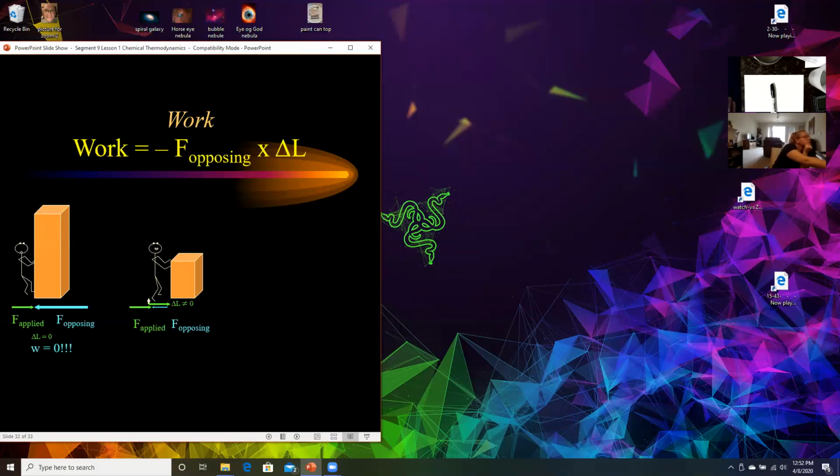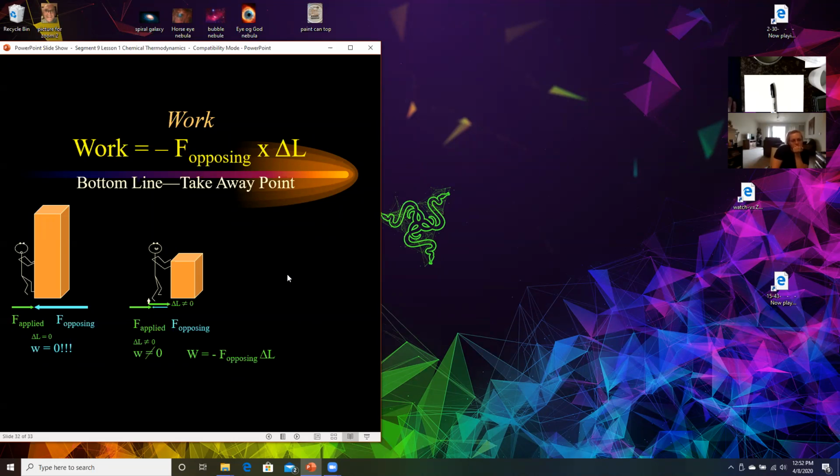He's moving his box over to here. Now, delta L isn't zero. The opposing force isn't zero. So he did do some work. Work is not zero in this case. So remember, work is minus the force opposing times the change in boundary.